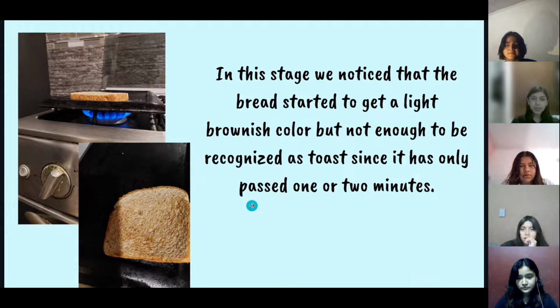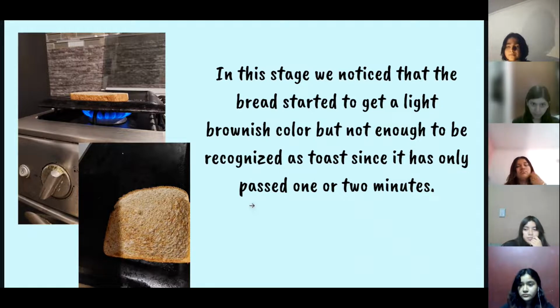Now, in this stage of the heated bread, we can see that although it hasn't burned yet, we can see a light brownish color on the surface of the bread, but it's not enough to be considered a chemical change because it has only been on the flame for 1 or 2 minutes, but with a big flame.